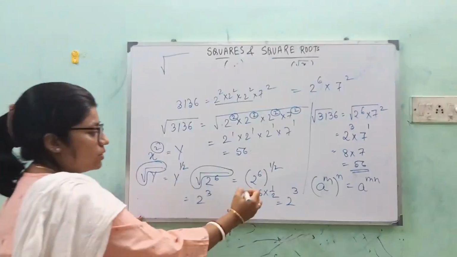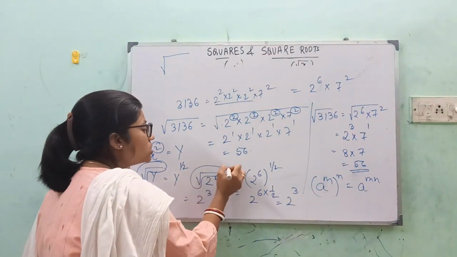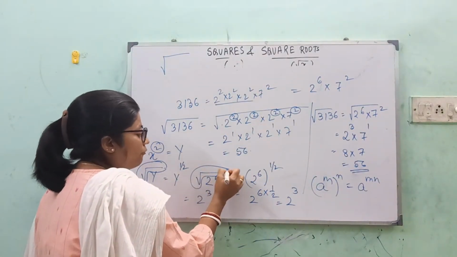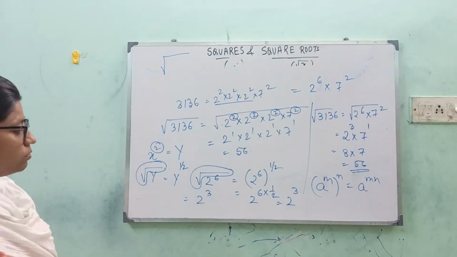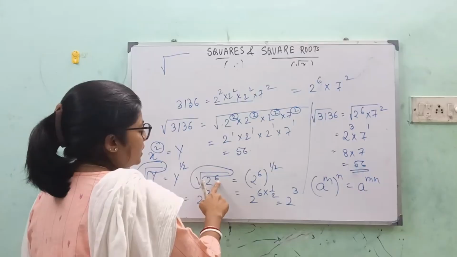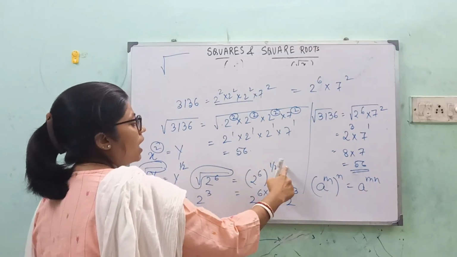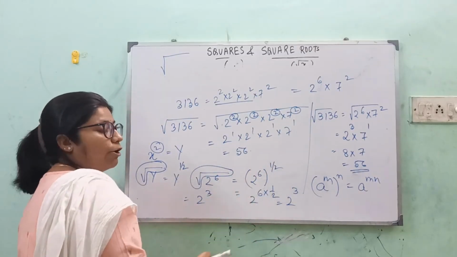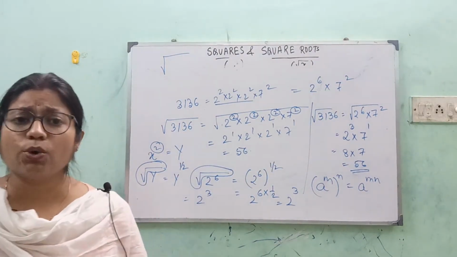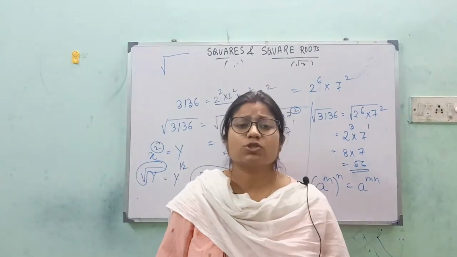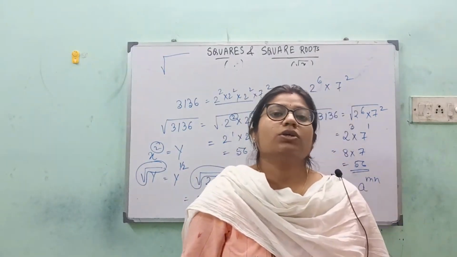Why did I say half? Because here this half is multiplied. Why is the power half? Because of this square root. Square root has the value half. So the power 6 is multiplied with this half, and thus the power is becoming 3. Alright, so I hope this is clear how to find the square roots and squares of numbers.